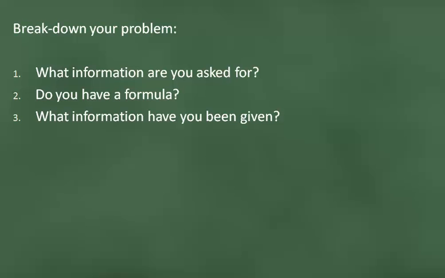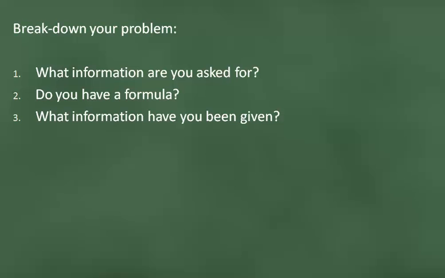The first thing to identify is, what information are you asked for? What is the question asking you to do or to solve? Sometimes it's, what information are you asked for first, because you may be asked for a series of different things. But figure out what you are being asked for first. Then once you know what you're being asked to provide, think about, is there a formula to calculate that information? And then what is that formula?